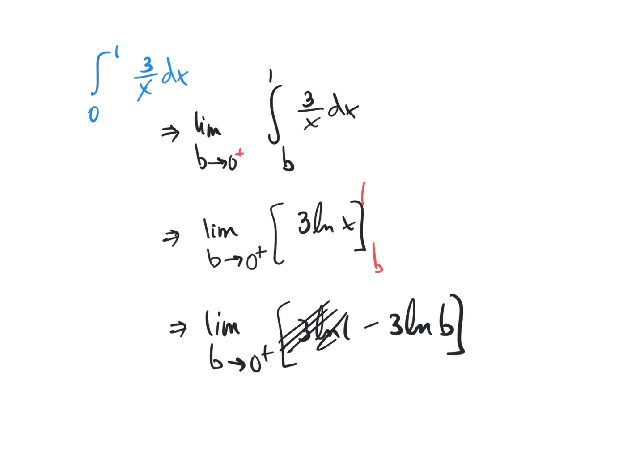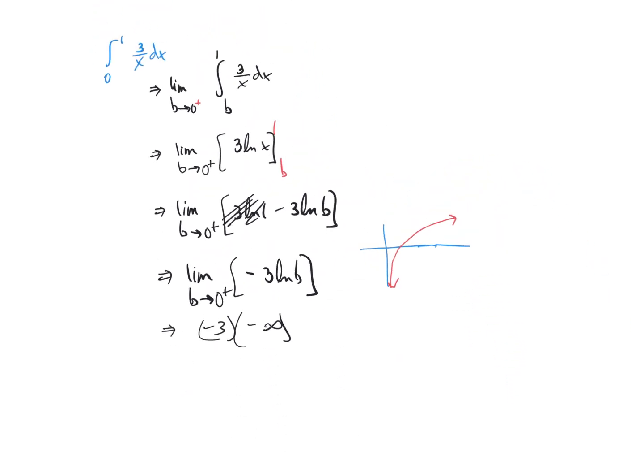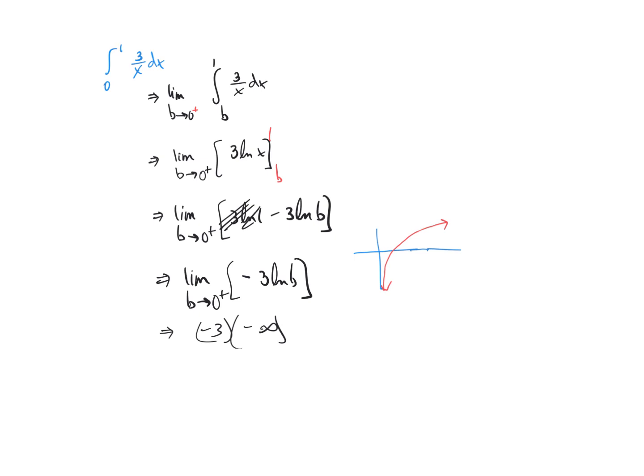So we're left with the limit as b approaches 0 from the right of a negative 3 natural log of b. And as the input value approaches 0 from the right, the natural log values are going down, down, down, approaching negative infinity. And therefore, this limit is positive infinity. Choice D.